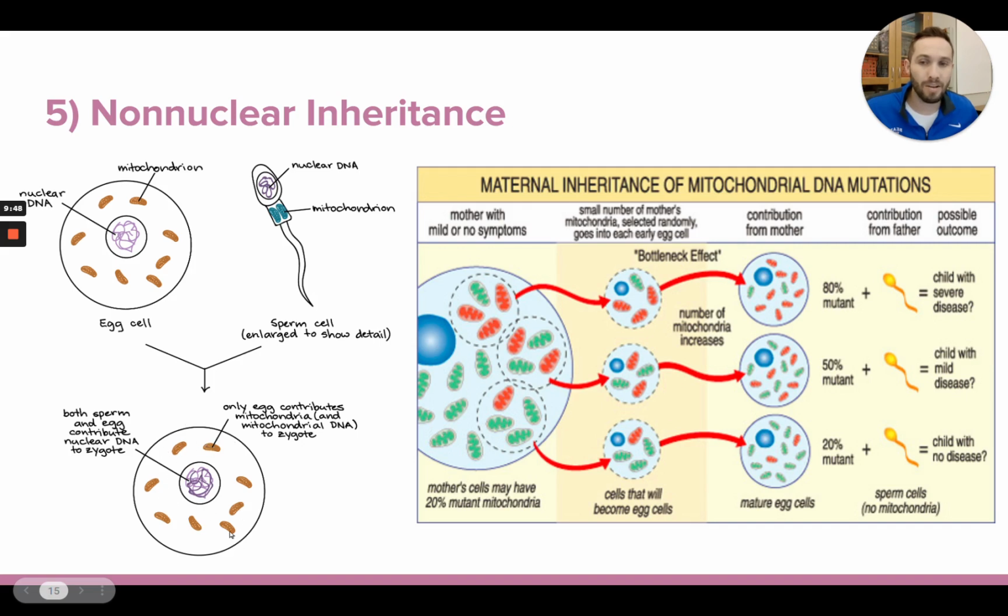And all of the future cells that come from this fertilized egg will be using and replicating these mitochondria that came from your mom. And so that means that any genes located on your mitochondrial DNA, which there's a handful of, the DNA that you get for those genes is going to solely come from your mom. So you will only get your mom's mitochondrial DNA. Your dad's mitochondrial DNA will never be passed on to his offspring.